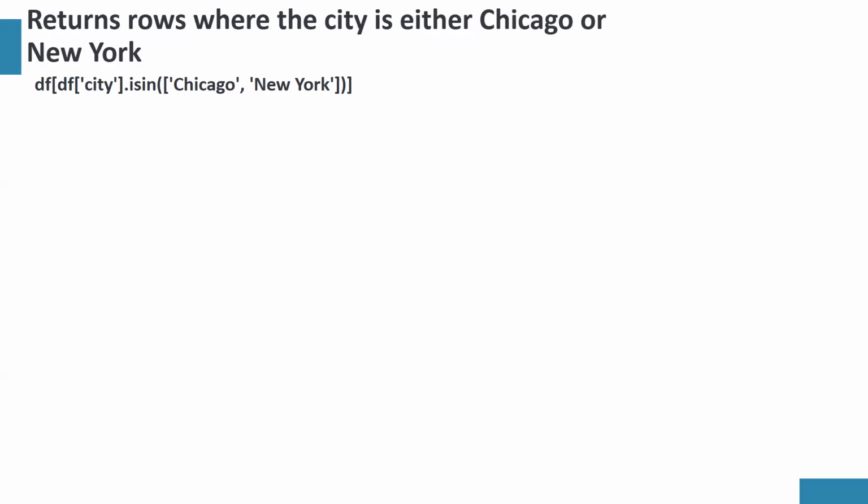How come you have to have the square brackets? Chicago, comma, New York. So dot is in parentheses. Yep. How come you can't get rid of the square bracket? We'll say dot is in. Yeah, because we're passing a list, and so a list needs to be within the square brackets.